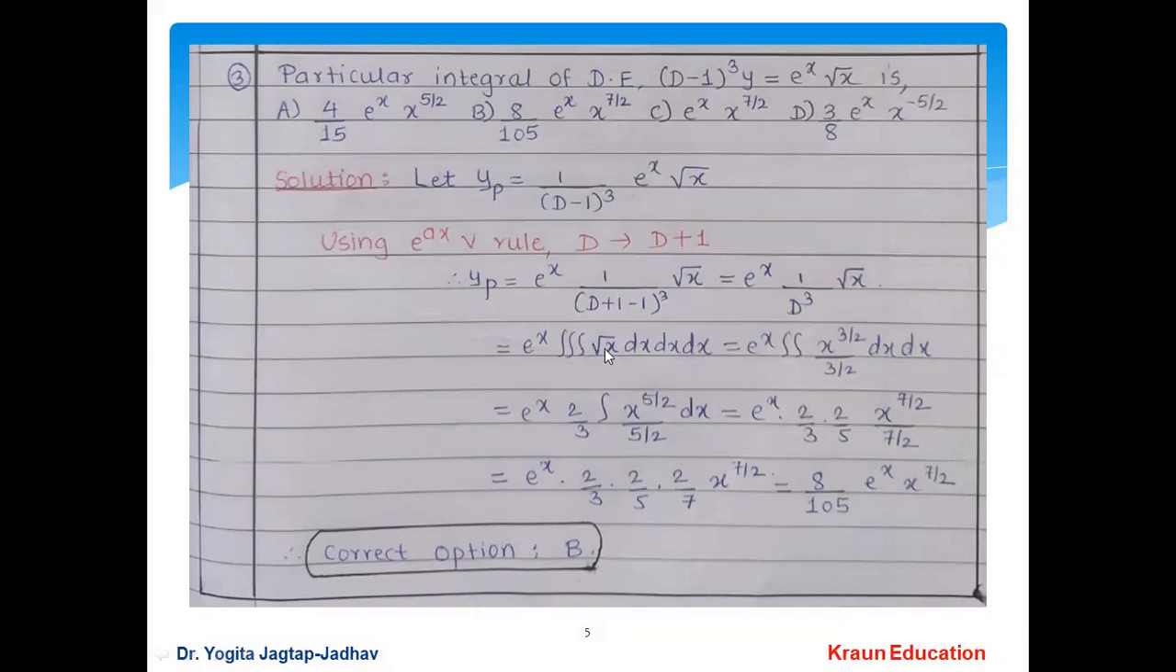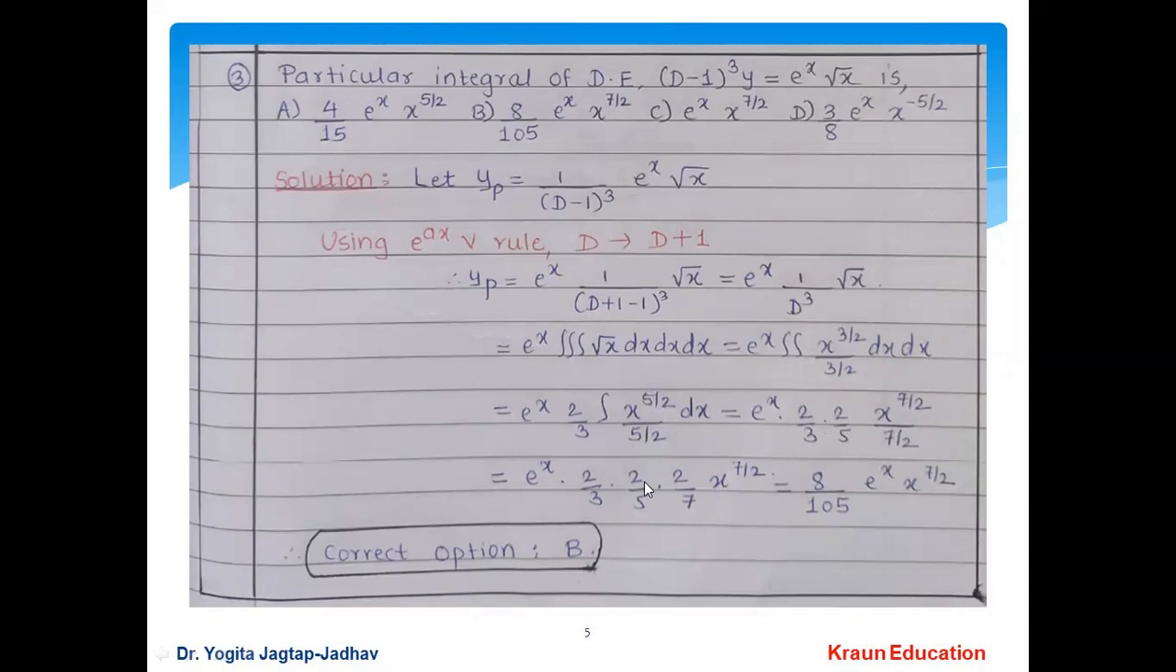First, integration of this root x. Root x is what? x raised to 1 by 2, and its integration is x raised to 3 by 2 upon 3 by 2. This 3 by 2, which is from the denominator, can be written as 2 upon 3. Again, integrating x raised to 3 by 2, we get x raised to 5 by 2 upon 5 by 2. Again, taking the reciprocal of this 5 by 2 in the denominator, we have it as 2 upon 5. And the integration of x raised to 5 by 2 is what? x raised to 7 by 2 upon 7 by 2.